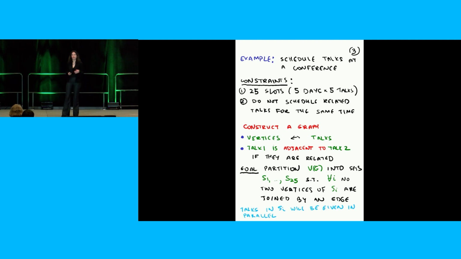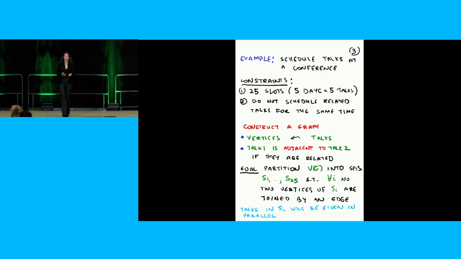So what are we going to do? We're going to construct a graph where the vertices of the graphs are going to be the talks, and then the adjacency will be that these 2 talks are related. Talk 1 is adjacent to talk 2, right? I'm allowed to say that because the vertices are the talks. So talk 1 is adjacent to talk 2 if they're related.